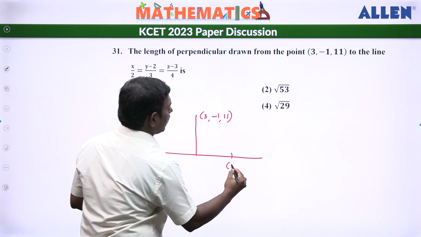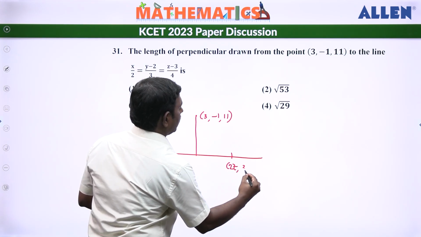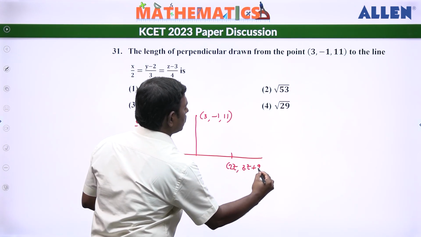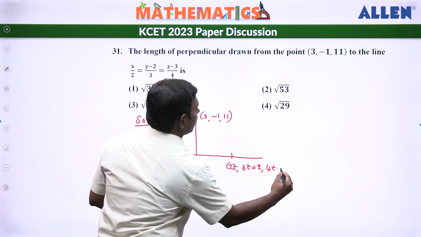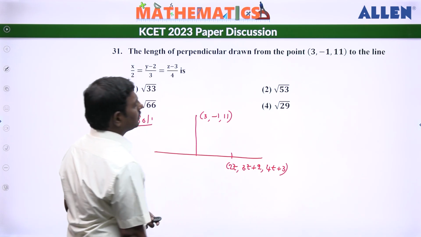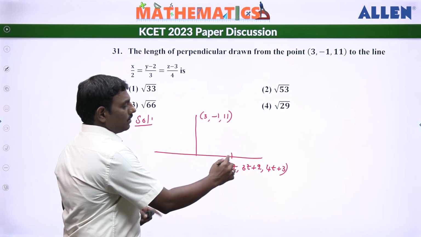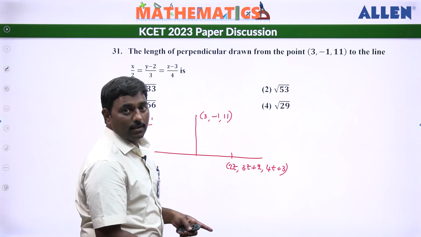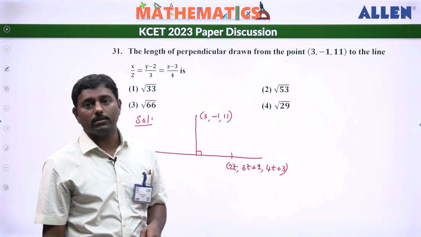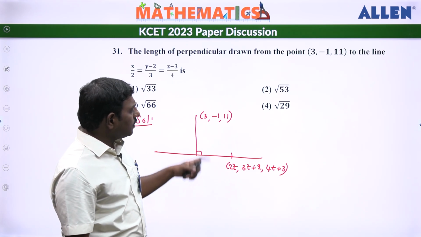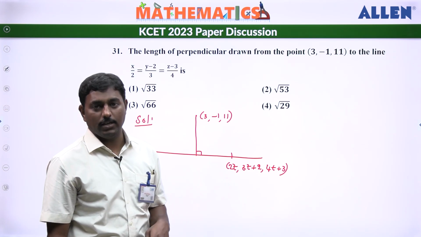Take some arbitrary point on the line, that is x equal to 2t, y equal to 3t plus 2, and the third coordinate is 4t plus 3. So this is an arbitrary point on the line, but for some particular value of t, we can see these two lines are perpendicular to each other. So what is the condition for being perpendicular? The dot product of the DRs should be 0.